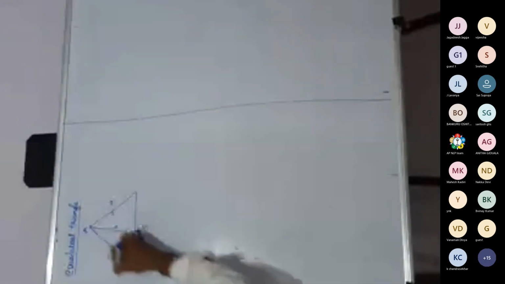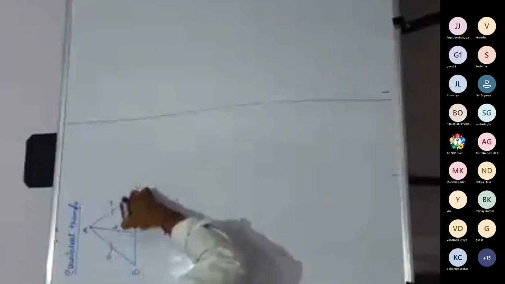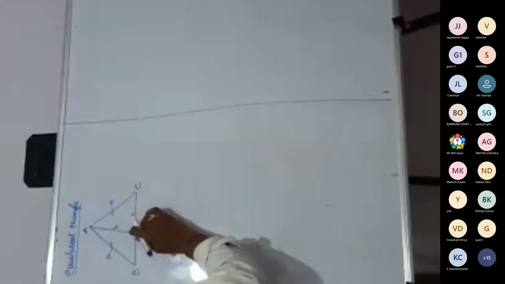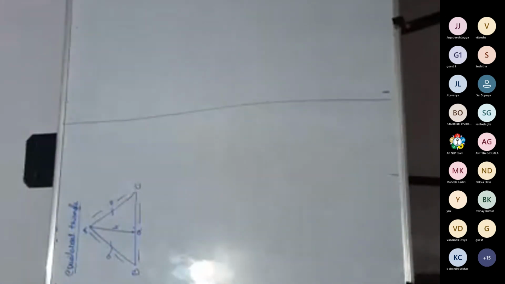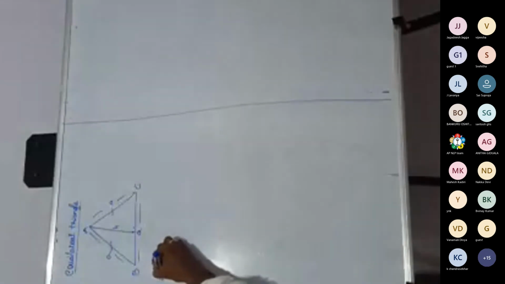This is the height of the triangle, H. The capital A, capital B and capital C are the vertices of the triangle. This is the equilateral triangle. Right. What is the area of the equilateral triangle?